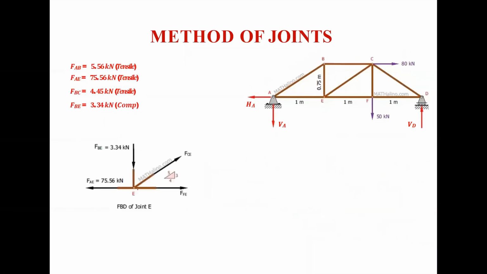So if you draw FBD of joint E, then FAE should act in this direction. Why? Because in the previous slides we have calculated the force FAE, and the direction was along rightward direction. So at the joint E, you will get the direction of FAE in this way, and we have already calculated FBE from the previous FBD of joint B, and the direction was vertically upward. So at the point E, it will be acting vertically downward.